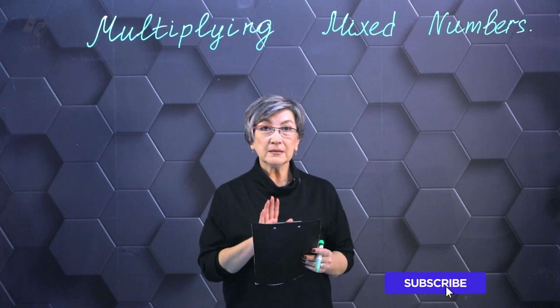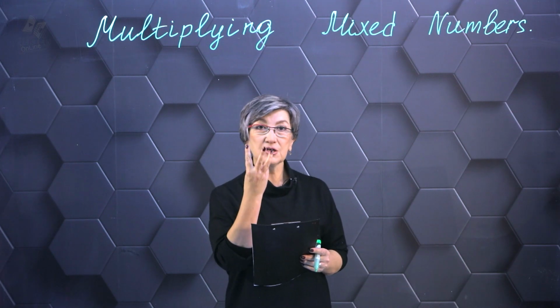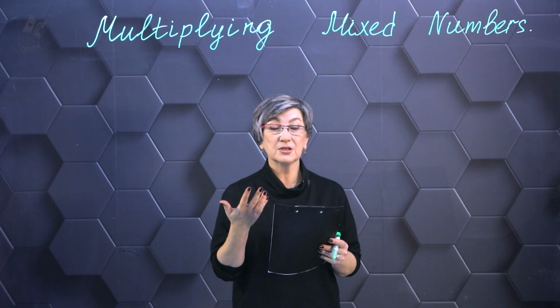Let's remember the algorithm we need when multiplying mixed numbers. There are 3 steps. The first step is to convert to an improper fraction. The second step is to multiply the resulting fractional numbers. And the third step, if there is such necessity, is to separate out the whole part or to simplify. And according to this algorithm, we will multiply mixed numbers.